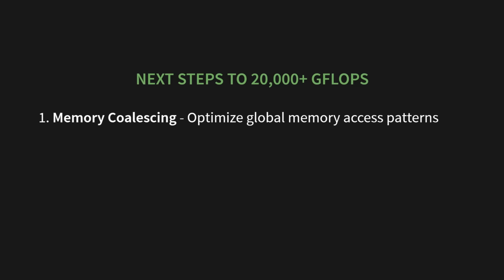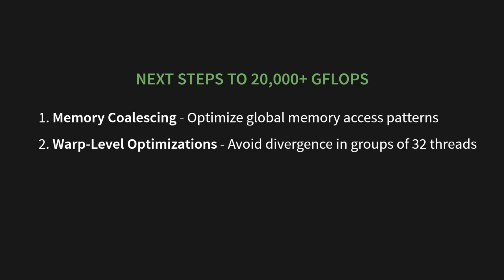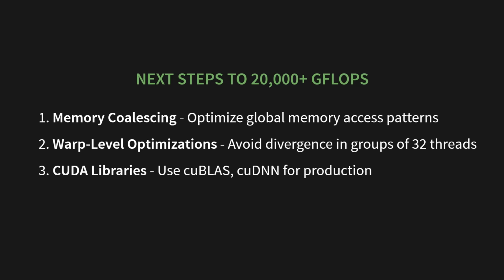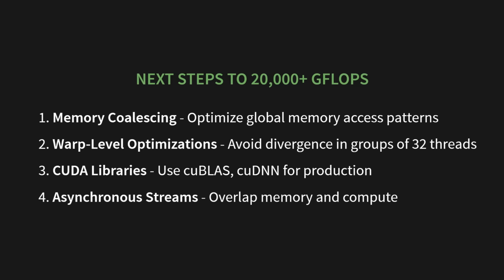So where do you go from here? What's the next level? Well, if you want to take your kernel from the 4,600 GFlops we hit to over 20,000 GFlops, here are the next steps. First, there's memory coalescing. This is all about optimizing the patterns you use to access global memory. Then you have warp level optimizations. This is about avoiding divergence in those little groups of 32 threads to keep the hardware 100% busy. Of course, there are the CUDA libraries, things like cuBLAS and cuDNN. These are hand-tuned by NVIDIA engineers, and now you actually understand how they work. And finally, there's a pro-level technique called asynchronous streams, which lets you overlap your memory transfers and your computations.